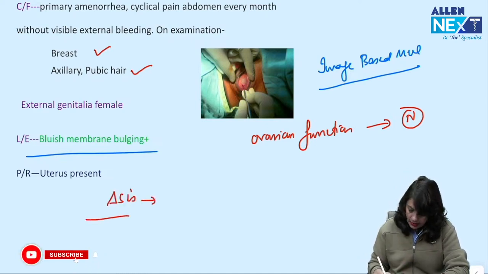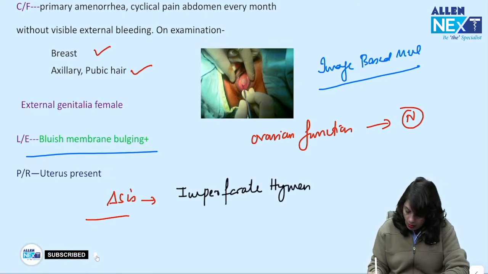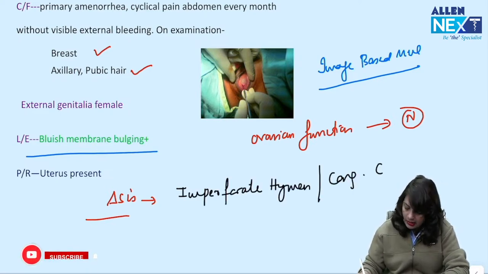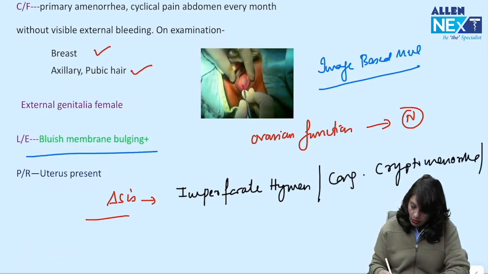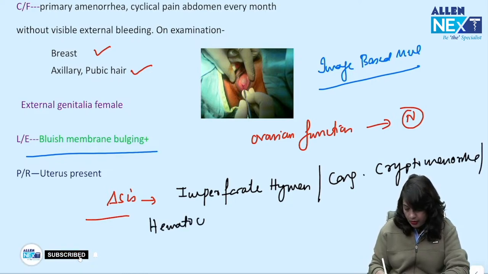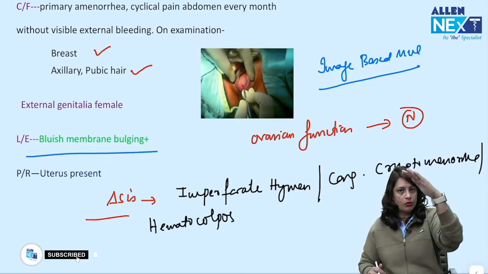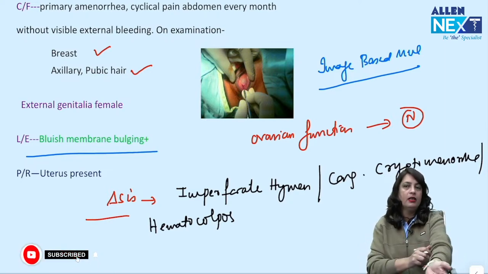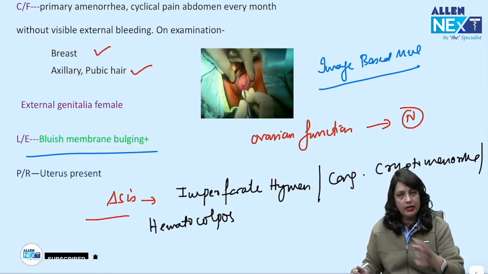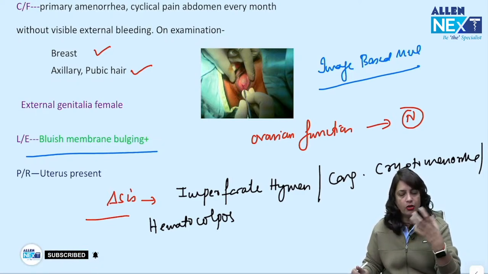I can read your answer. This is imperforate hymen, or can be written as congenital cryptomenorrhea, or can be written as hematocolpos. So, hypothalamus, pituitary, ovary, uterus, the whole axis is normal. Endometrial lining is formed, and endometrial shedding is occurring, but there is no visible bleeding. So, this menstrual blood keeps on collecting in the vagina, that is called hematocolpos.